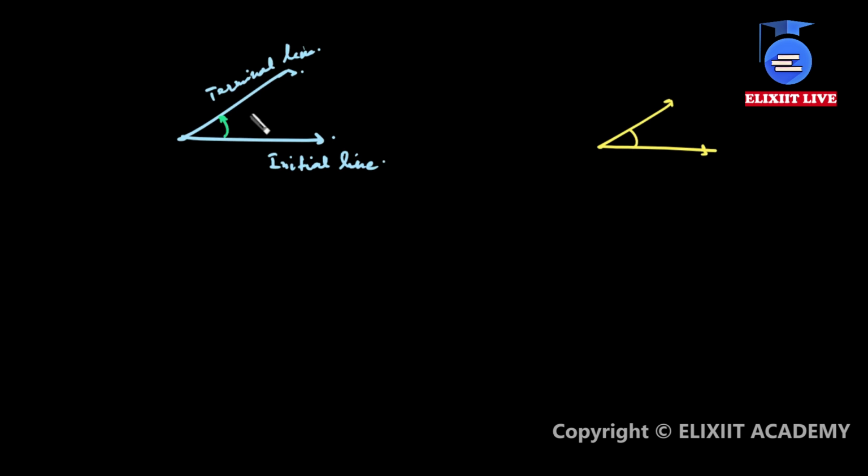In this manner, the arrow I am showing goes from the initial line to the terminal line. The angle can be considered in this way also, in the clockwise sense. That is also accepted here. In that case, this is your initial line, which I have considered to be the initial line, and this is the terminal line.